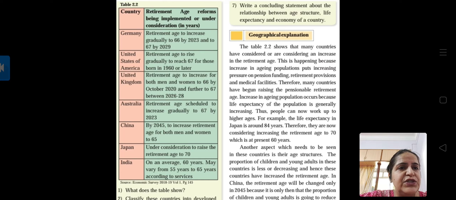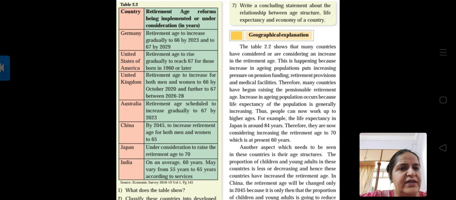Another aspect which needs to be seen in these countries is their age structure. Now we know population composition comprises age structure and sex composition. So age structure plays a very important role. So the age structure is studied in that particular country. The proportion of children and young adults in these countries is less. Japan and Germany have increased the retirement age.